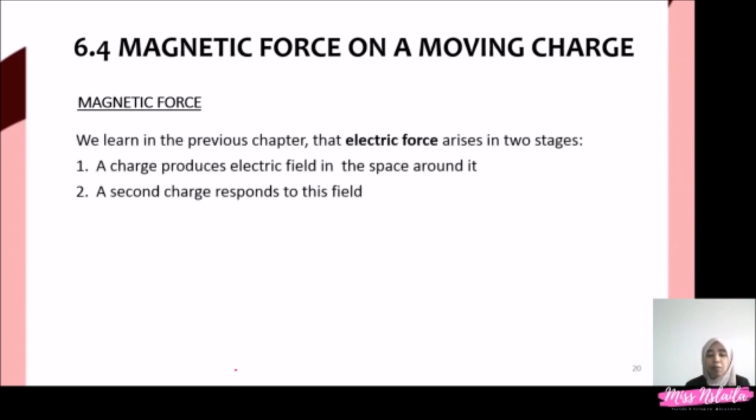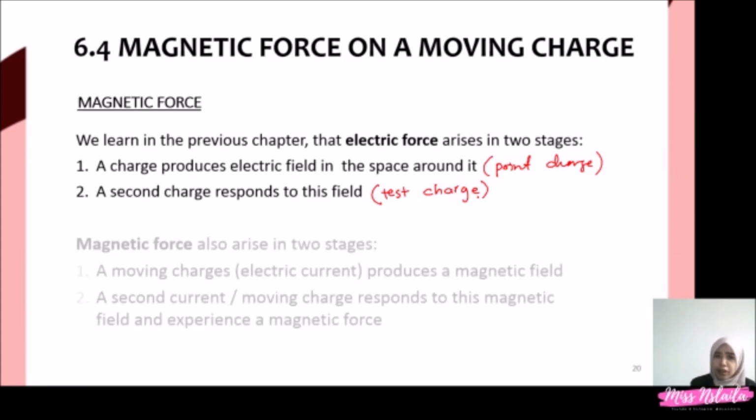In chapter 5, we learned about electric force. So how does electric force exist? It is due to a charge that produces an electric field in the space around it, which we can call a point charge. Then we also need a second charge that responds to this field, which is the test charge. If we have a point charge only, it only produces an electric field, but there will be no electric force. But when we put a test charge, then there will be an electric force. It will either attract or repel.